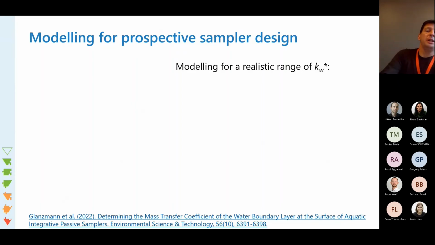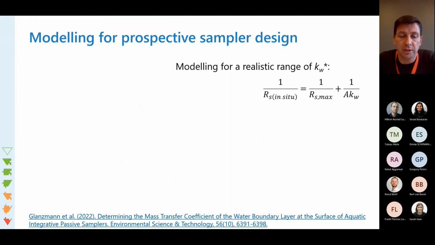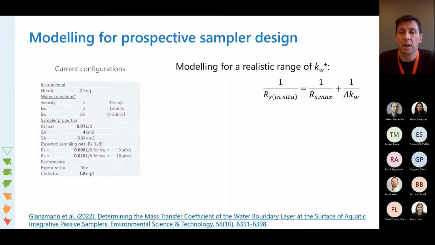If we try to do a little bit of prospective modeling, we go back to this equation here, and we use data from Vic Glanzman here, a nice paper published this year. We took the range of kWs from this paper and this equation to try to see what kind of RS max we should really try to target with our calibration and our selection of configuration.